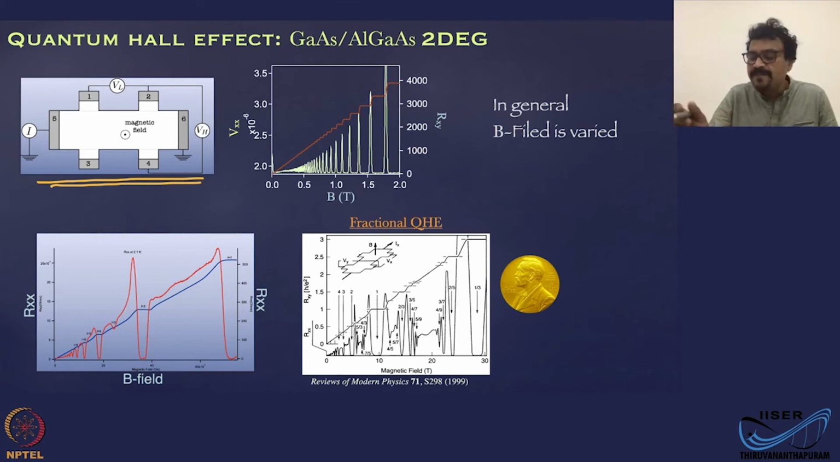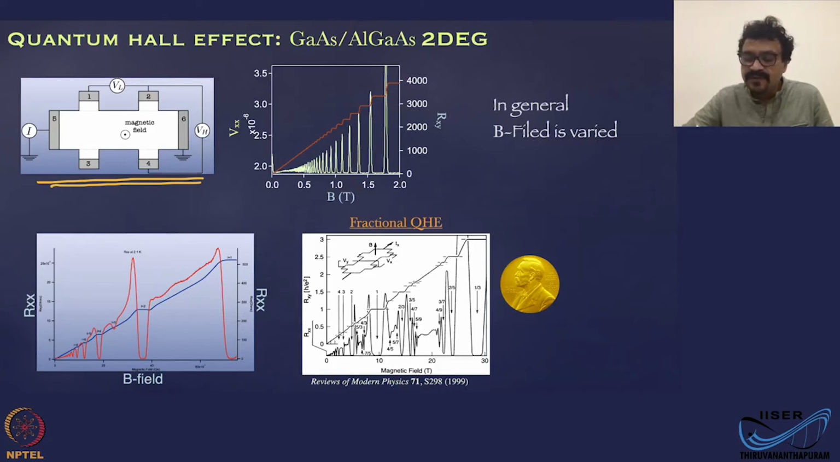Okay, and this data is taken using one of those samples, and what you are seeing here is the Rxy, the Hall resistance, showing a step-like feature as shown here. Okay, this Rxy.